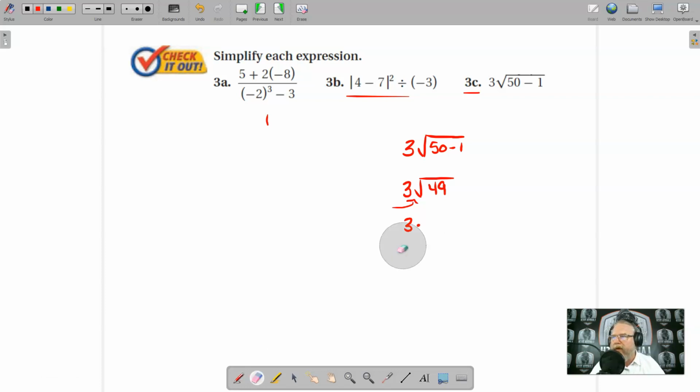Or another thing that we could do is, instead, we could just use parentheses. And the square root of 49 is 7, because 7 times 7 is 49. Now we can go ahead and do the multiplication. 3 times 7 is 21.